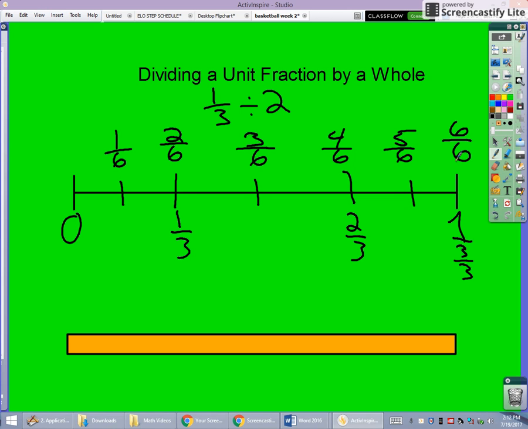If I have 1/3, which is here, and I partition it into 2 parts, how much does one part equal? From 0 to my first partition shows that 1/3 divided by 2 equals 1/6. And that is how we divide a unit fraction by a whole.